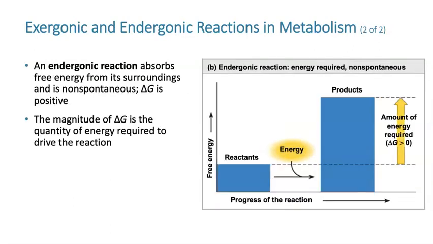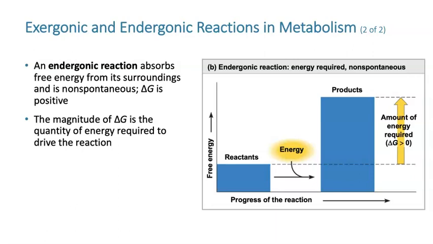In an endergonic reaction, this is where a system needs to absorb energy in order for you to go from the reactant to the product. It's not spontaneous. Delta G is positive, and that means you've got to add energy into the system. The magnitude, again, the difference between the products and the reactants, the magnitude of this height here, tells you how much energy is required. And in this case, the delta G is greater than 0, so it's a positive number.